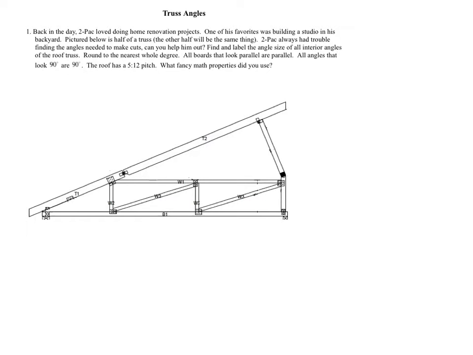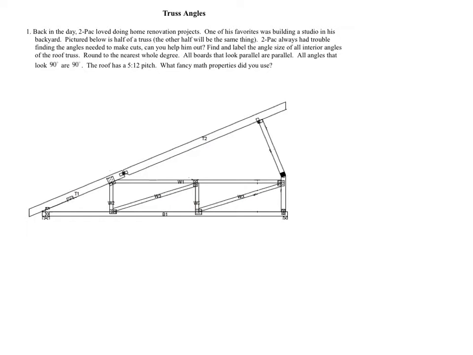Tupac always had trouble finding the angles he needed to make the cuts. Can you help him figure it out? R.I.P. Tupac. So, find and label the angle size of all interior angles of the roof truss. Round to the nearest whole degree. All boards that look parallel are indeed parallel, and all angles that look 90 are 90. Those are the things we can assume. This roof has a 5/12 pitch. Woo! 5/12 pitch. We were just talking about that in the last problem.